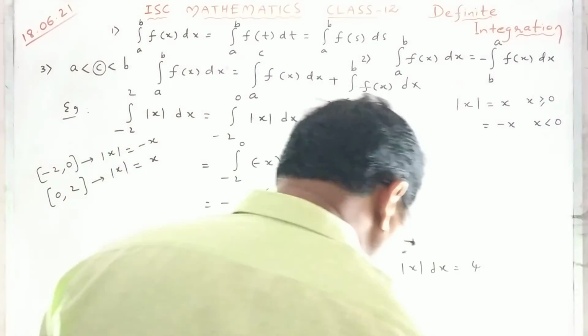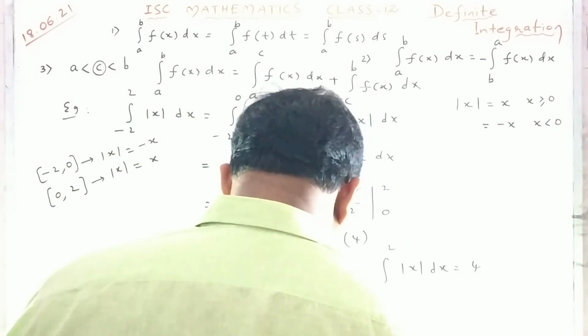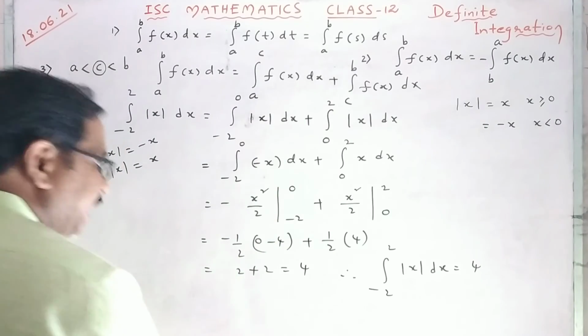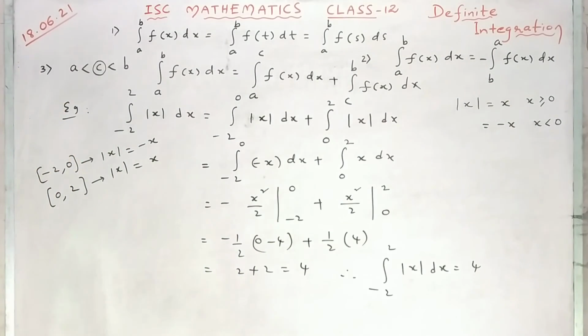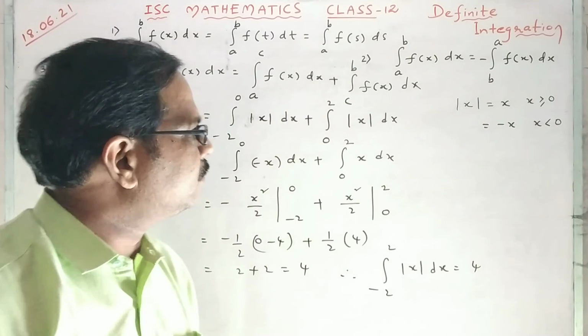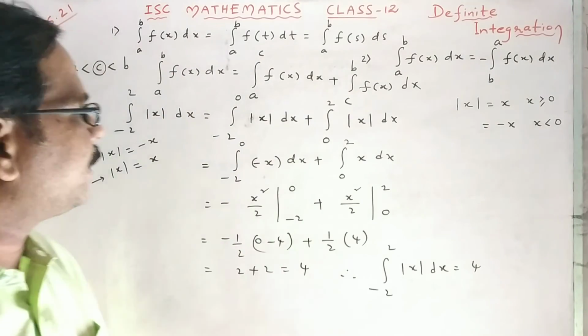So we can split the integration. Clear? We can split the integration like this. Clear? So let us continue. This is the third property. Okay?